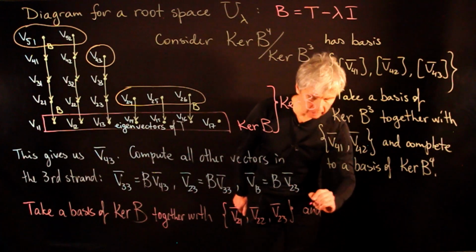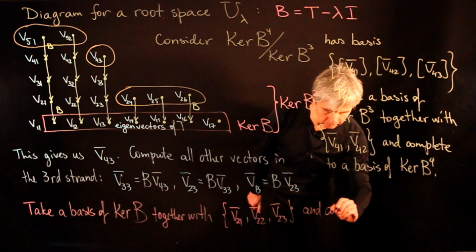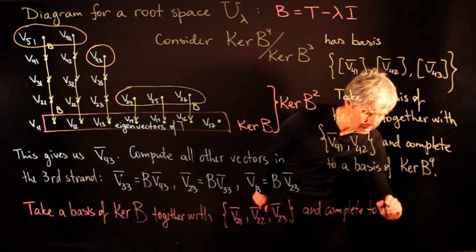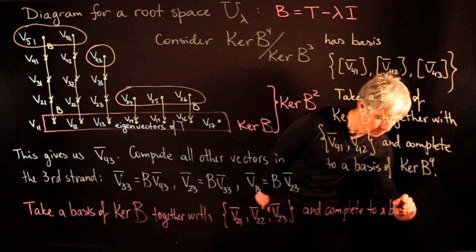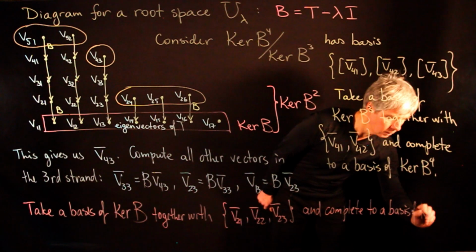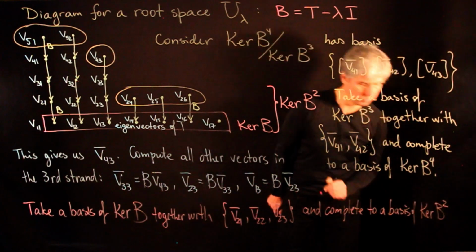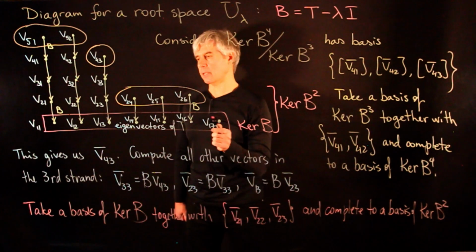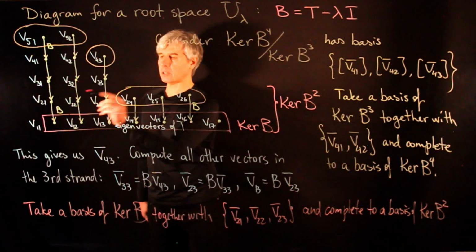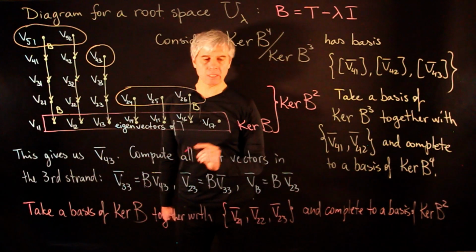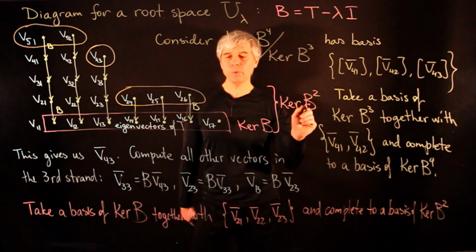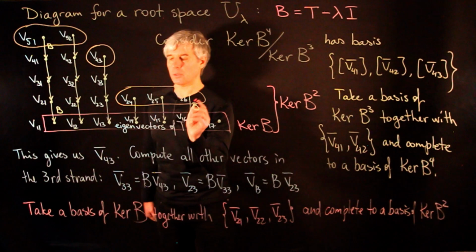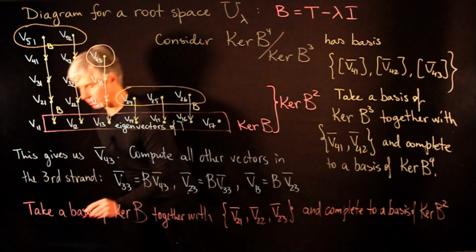And complete this set to a basis of the kernel of b squared. Now, the kernel of b here is 7-dimensional. Then we add 3 more vectors, we get a 10-dimensional subspace. And the kernel of b squared is a 13-dimensional subspace. So this will give us 3 extra vectors.